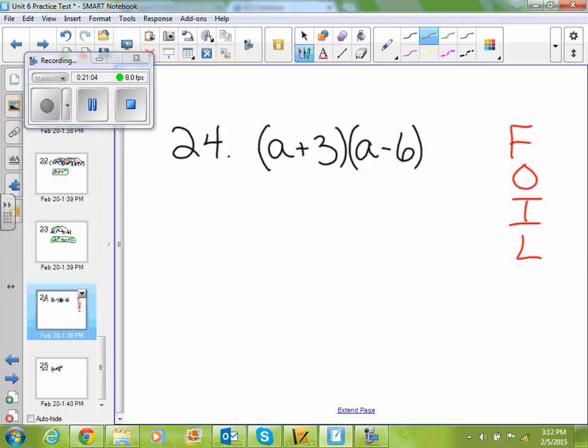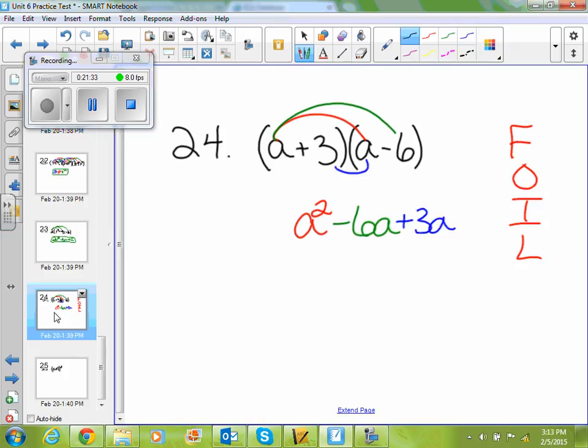Really quickly, notes. FOIL: first, outside, inside, and last. Okay, so the F stands for what, Connie? First. So A times A is A squared. Okay, now what's my O stand for? Outside. Okay, what am I outside? A and negative 6. So A times negative 6 is negative 6A. Okay, Diane, what's my I stand for? Inside. What's my inside? 3A.